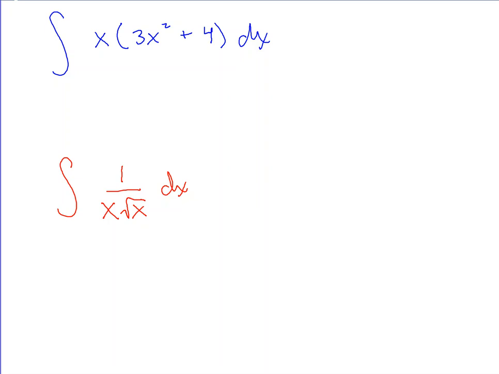So the first example that I have, I've got the integral of x times a quantity, 3x squared plus 4. Now, all of my examples have x's, but these don't have to be x's. They could have t's or any other variable. It really doesn't matter. But you do want to make sure that this variable matches your dx. So with this problem, the first thing that I want to do is just distribute that x, okay?